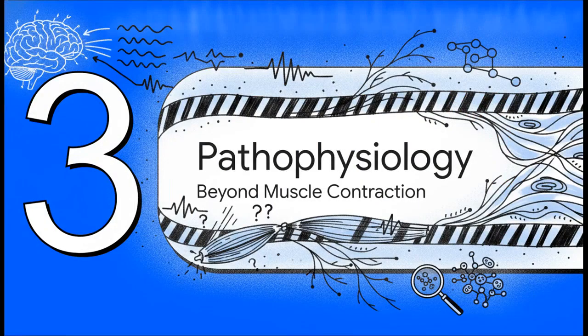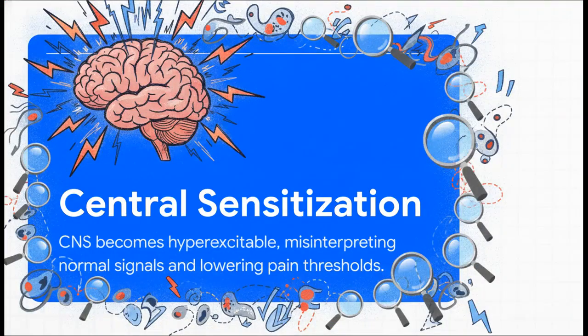All right, section 3, unmasking the pathophysiology. Let's look under the hood to understand exactly why our 35-year-old patient is experiencing this persistent band-like pain. We used to think this was just a simple muscle contraction issue, but the reality? It's way more complex. The crucial mechanism we need to grasp here is central pain sensitization.